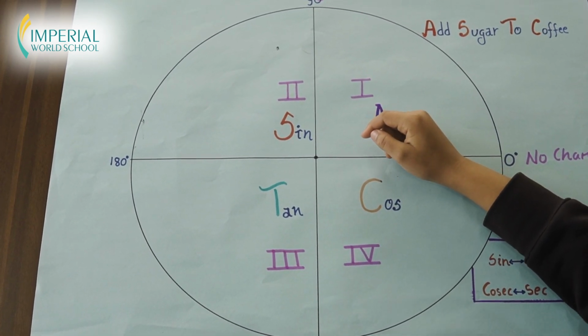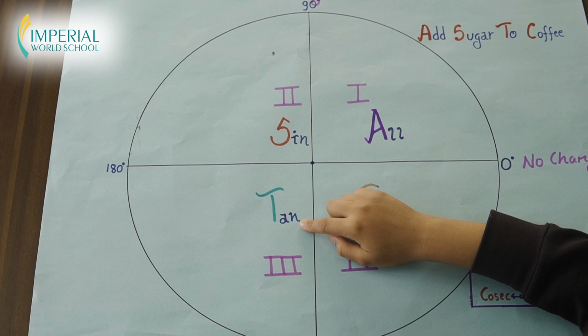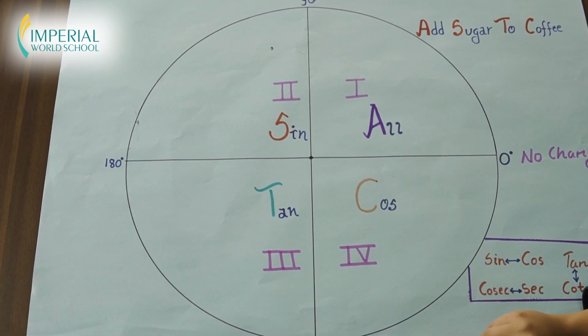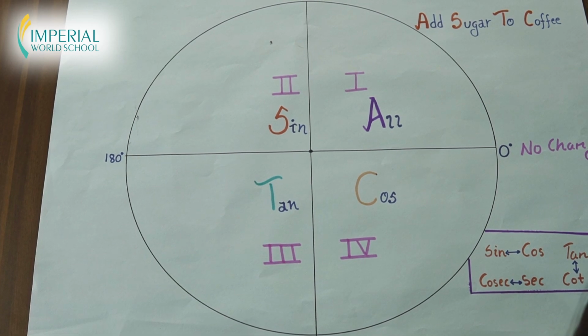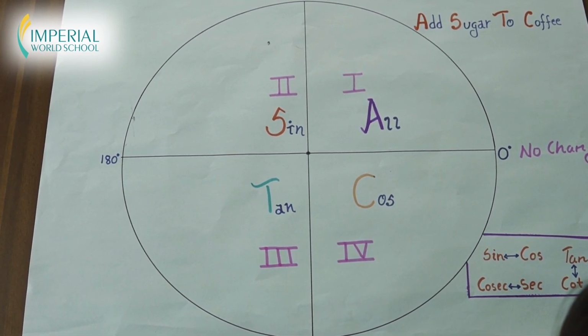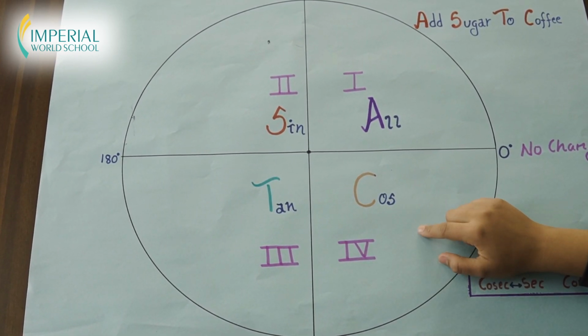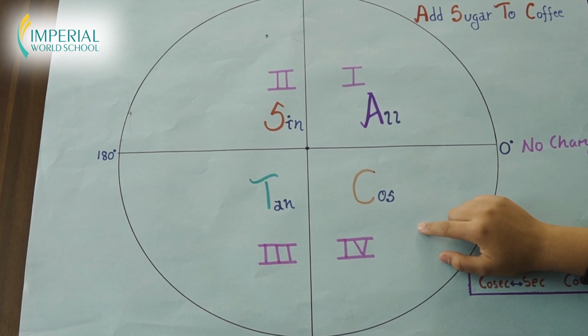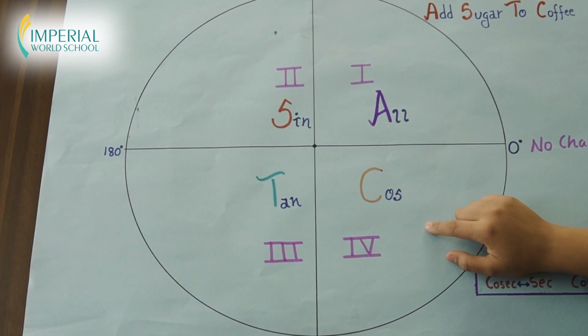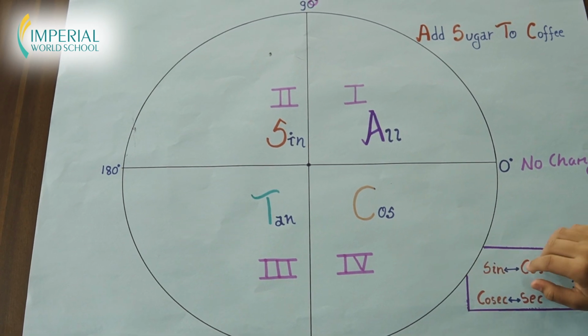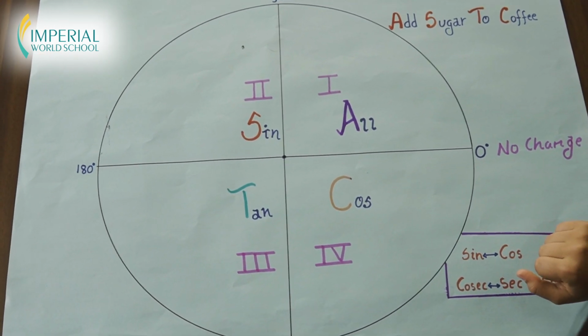negative. Similarly, in the third quadrant, the T in "to" represents tan, meaning that tan and its reciprocal cot are positive, while the rest of the functions are negative in this quadrant. Likewise, in the fourth quadrant, the C in coffee represents cos, meaning that cos and its reciprocal sec are positive, while the rest of the functions are negative in the fourth quadrant.